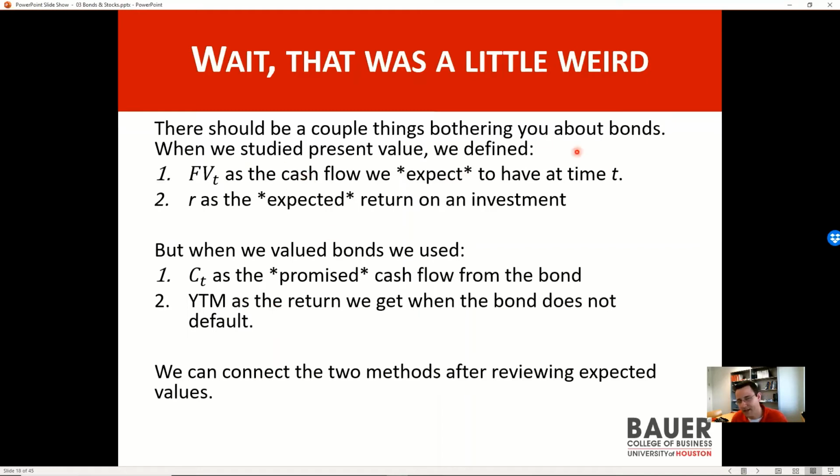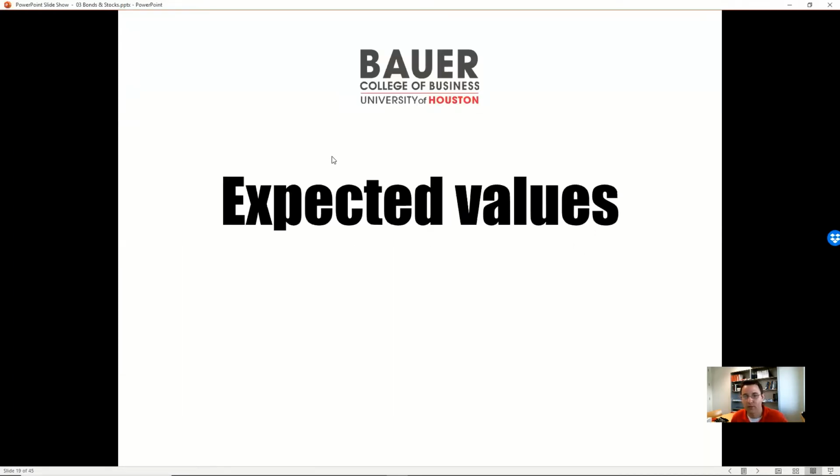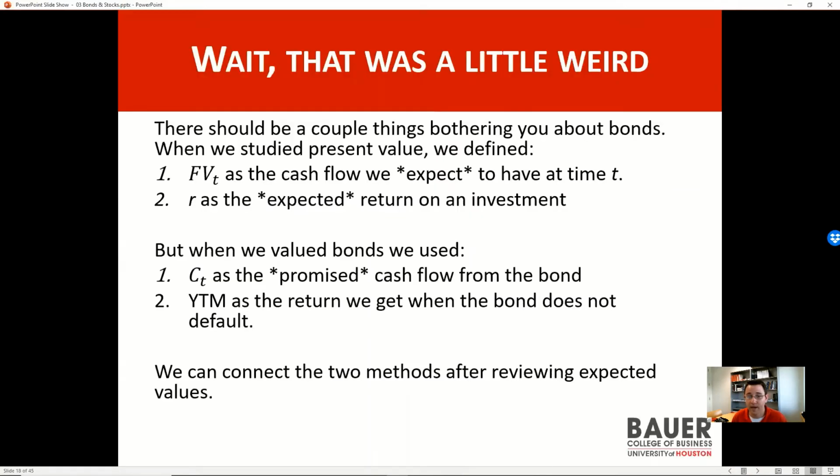These should be kind of bothering us a little bit. So we need to step back and connect these two. To do that, we have to take a little bit of a detour into probability theory. We have to review expected values. That's going to happen next, but keep this issue in the back of your head. Keep this divergence between what we've done in the past and what we've been doing today. We're going to come back to this and reconcile these two and learn about this yield to maturity a bit more. We're going to figure out what this means economically once we can review expected values.